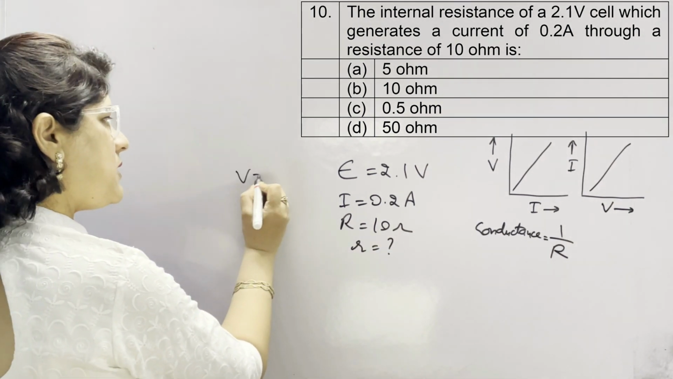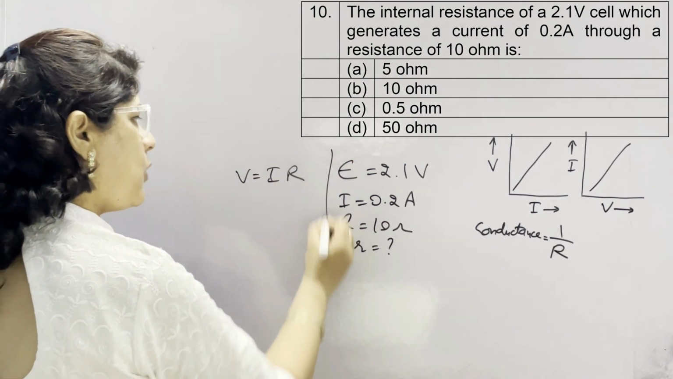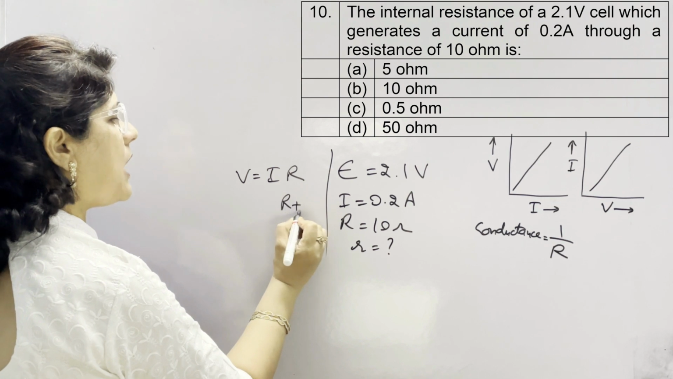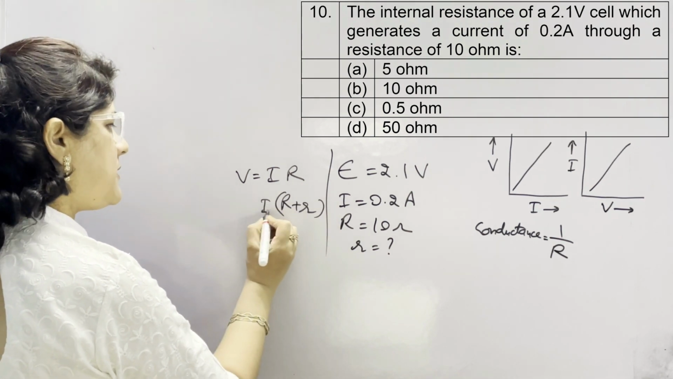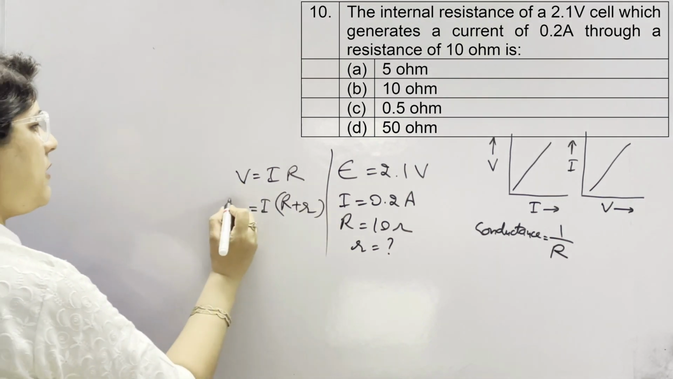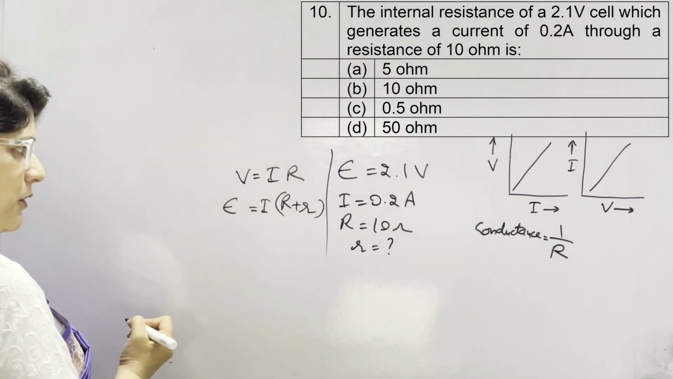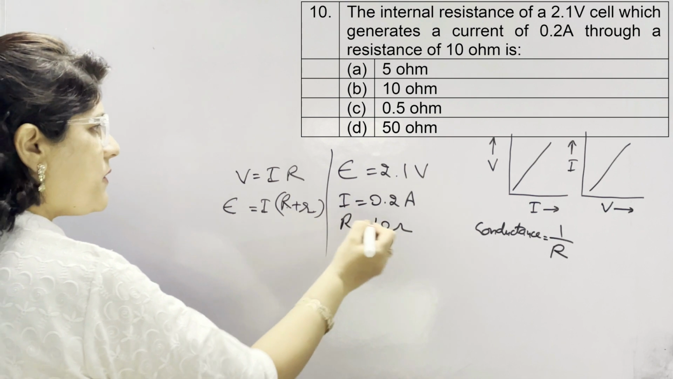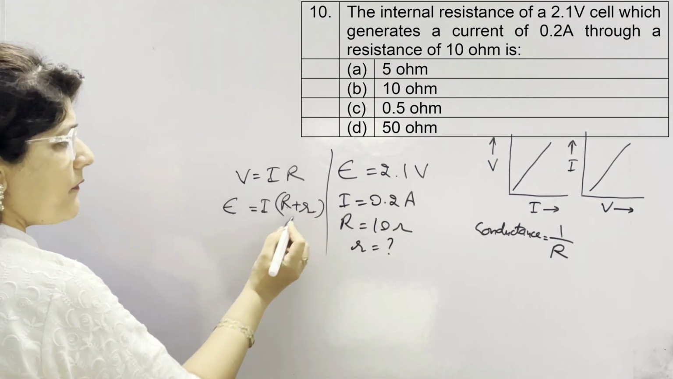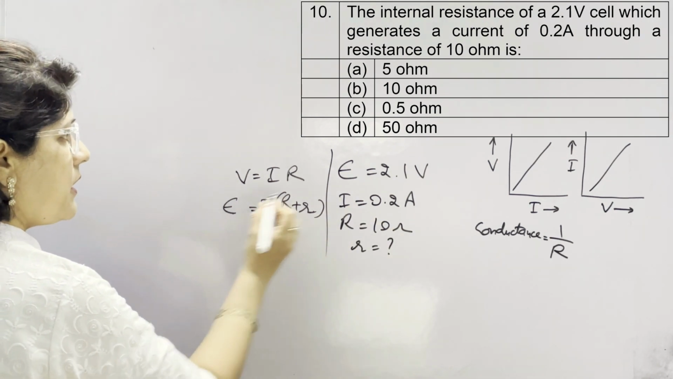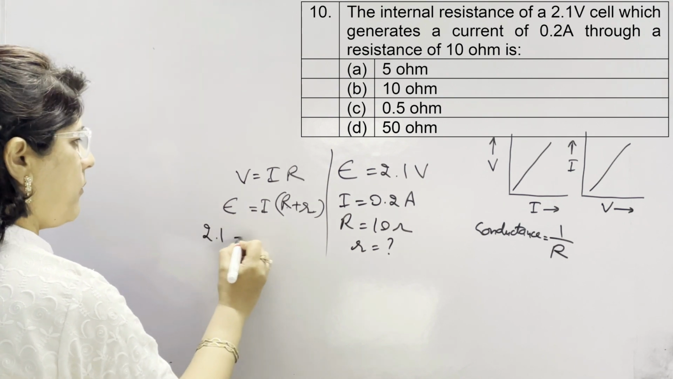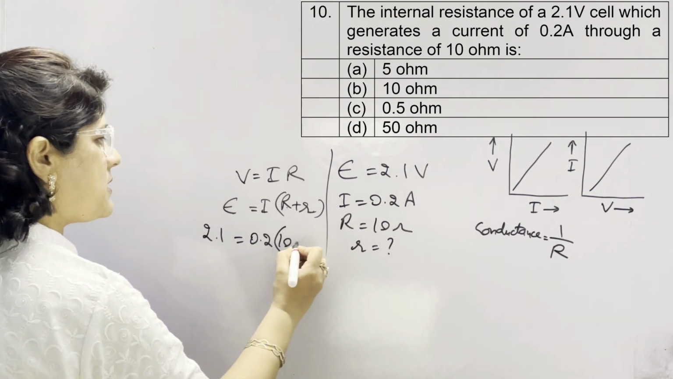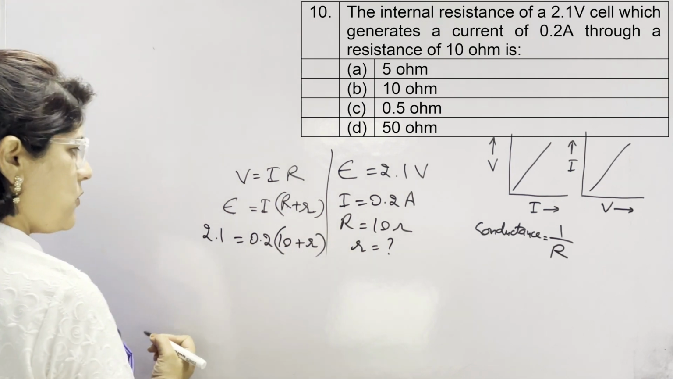We know the formula V is equal to IR. No new formula in this. Whenever internal resistance is given, it means R plus r. I is there. We replace this V with EMF E, electromotive force. So EMF is equal to I times R plus r is our formula, which we are using here directly for calculating internal resistance. EMF value is given as 2.1, current is given as 0.2, resistance is given as 10, and internal resistance we need to calculate.